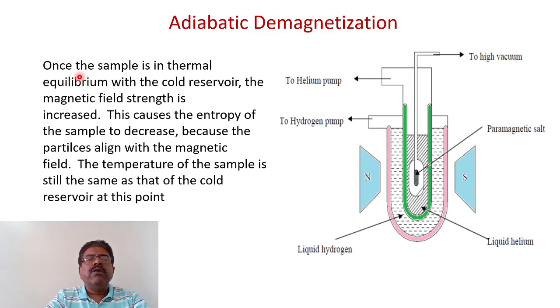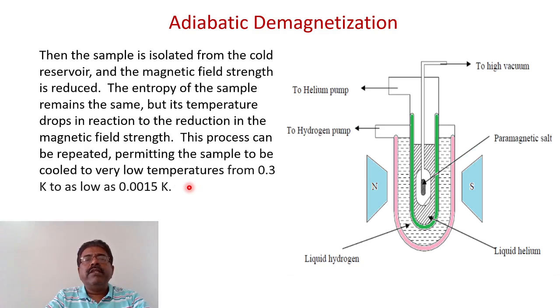Second, now what is done here? Once the sample is in thermal equilibrium with the cold reservoir, meaning this liquid helium, the magnetic field strength is increased. So what will happen? This causes the entropy of the sample to decrease because the particles align with the magnetic field, and the temperature of the sample is still the same as that of the cold reservoir at this point. Whatever heat is generated will be shared with the surroundings, and in this way the isothermal magnetization will take place here.